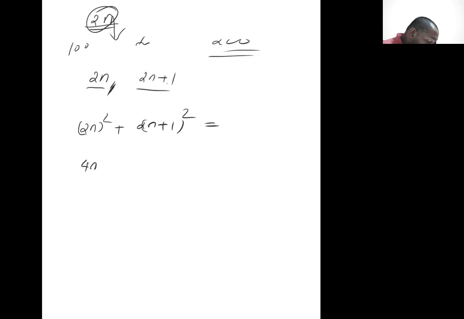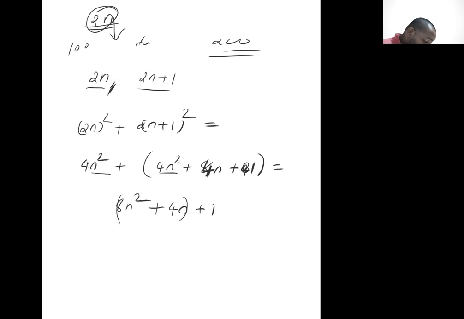We know that 2n is definitely an even number, correct? Then the consecutive term means the very next term will be 2n plus 1. If 2n is the first term, then the next consecutive term will be 2n plus 1. Does it make sense? Then if you take the squares of these two terms, (2n) square plus (2n plus 1) square. What is (2n) square? That is 4n square. (2n plus 1) square is 4n square plus 4n plus 1. Then 4n square plus 4n square is 8n square. So 8n square plus 4n plus 1.